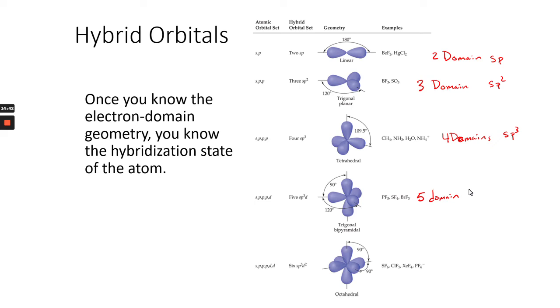But what comes after the p? Do you remember? D. So it would be sp3d. What if you have 6 domains? It would be sp3d2. Remember, all of these superscripts have to add up to your number of domains. Once you can count your domains, you could find your hybridization and you could find your shape. So those domains are very useful.